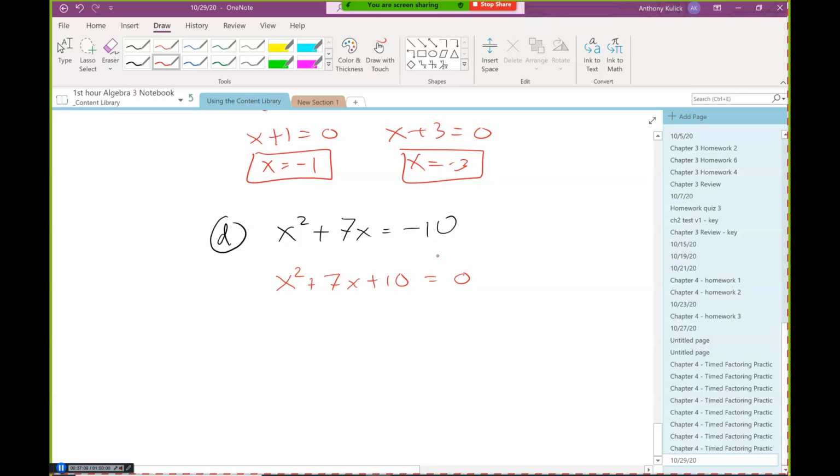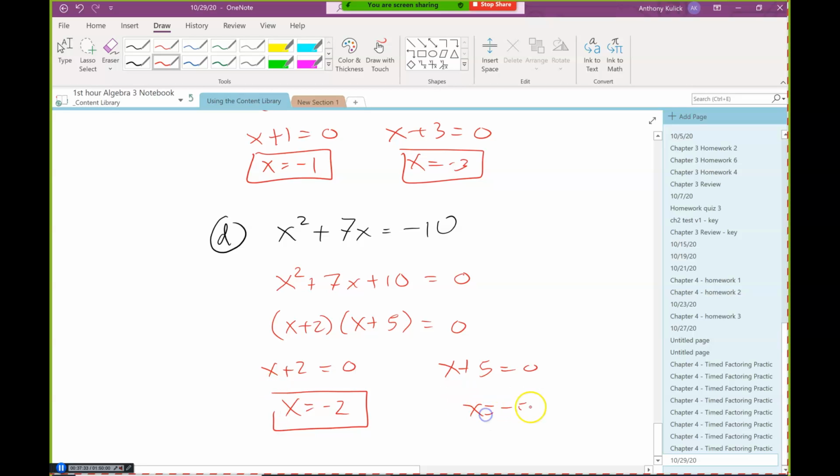And now we can try to factor this. Two numbers that multiply to give us 10 and add to give us 7 are 2 and 5, right? So now I can set each of those factors equal to 0 and solve. So subtracting 2 from both sides, I get negative 2. And subtract 5 from both sides, I get negative 5. Do we feel okay doing that?